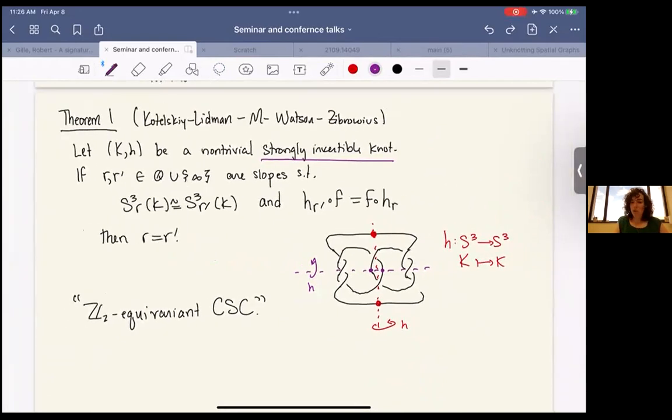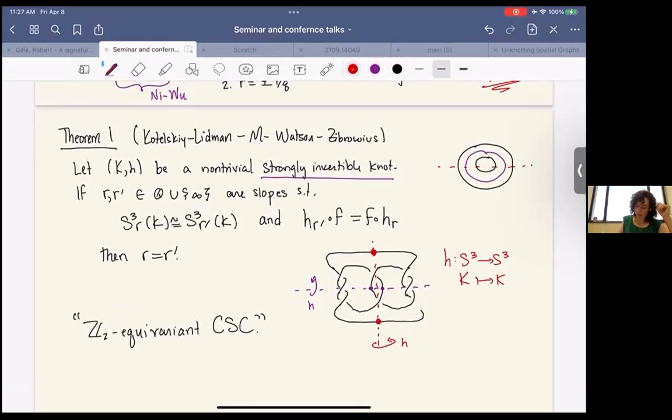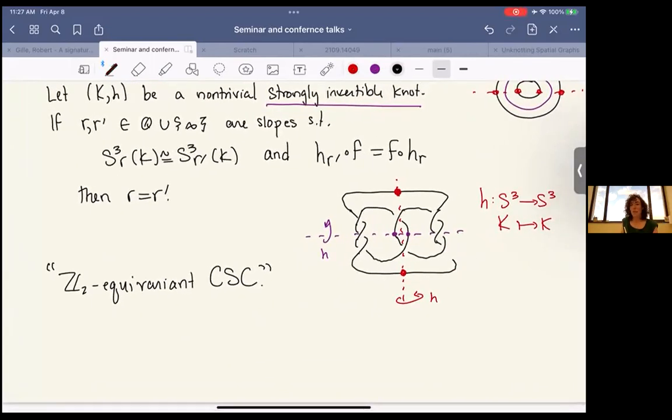So this involution H on S^3 restricts to the elliptic involution on the boundary of the neighborhood of the knot. So you have your knot going around like this, and here's my involution restricted to the boundary of the neighborhood of the knot, giving me four fixed points here. That's the elliptic involution on the torus. And because of this, you can show that H extends uniquely to an involution on surgery on the knot. That's written down in work of Holzer, and it's also written down in a nice exposition by Ockley.